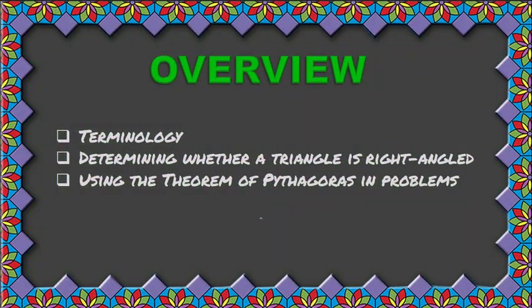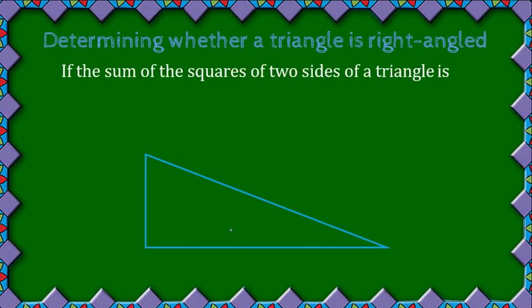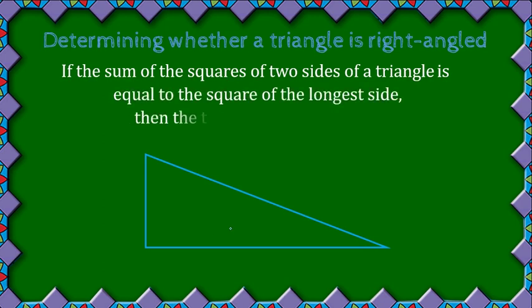Right, so that was the basic terminology and examples. Let's now look at determining whether a triangle is a right-angled triangle. If the sum of the squares of two sides of a triangle is equal to the square of the longest side, then the triangle is right-angled. So in this case, we are basically working with the converse of the theorem.